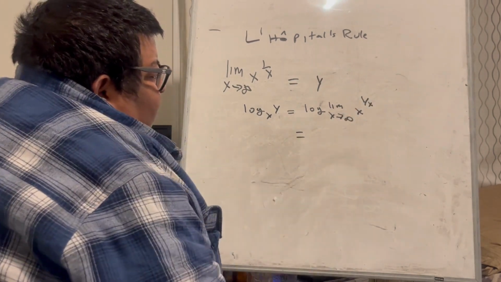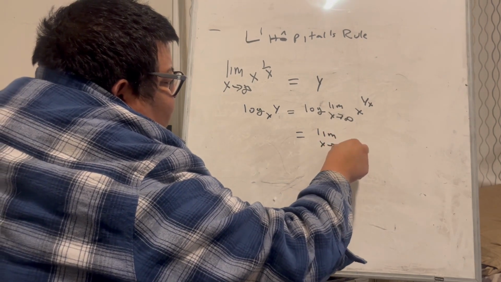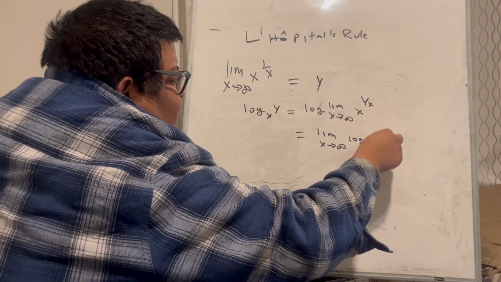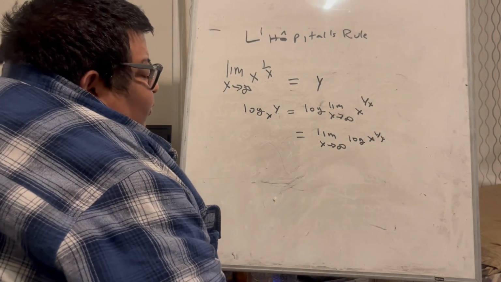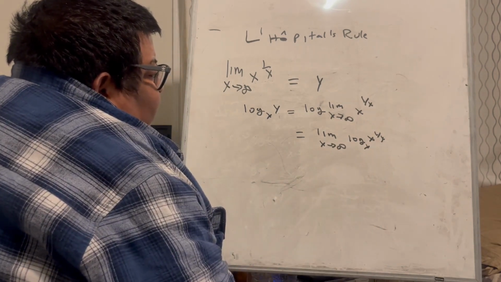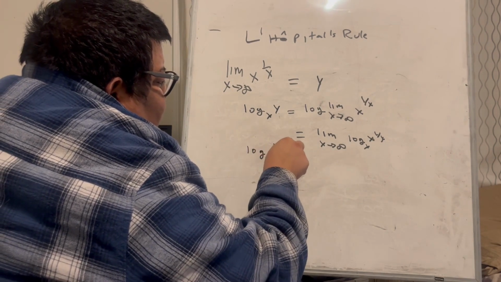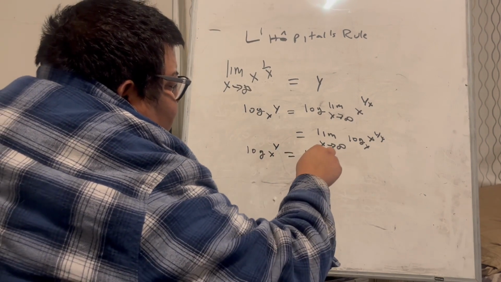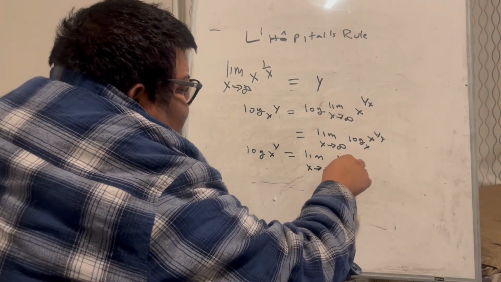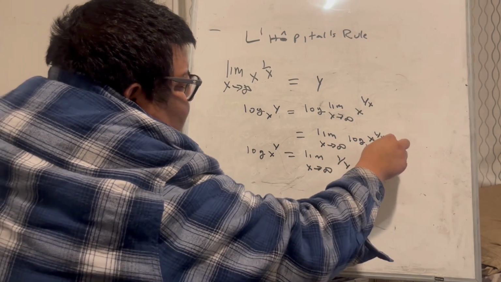And then by continuity you can do this: limit as x approaches infinity of log of x to the 1 over x. So then this becomes log of y is equal to the limit as x approaches infinity of 1 over x, because log of x to the x becomes 1 over x.